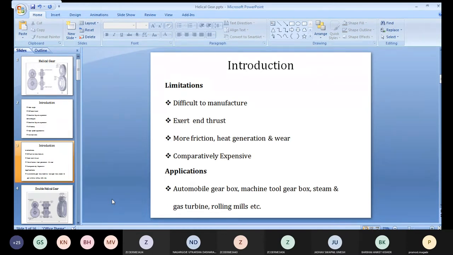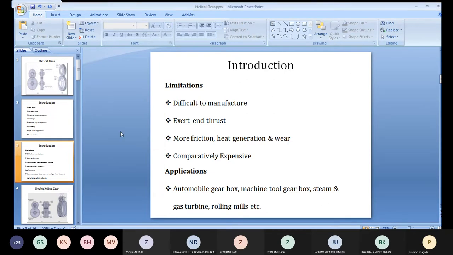Next, limitations or disadvantages, you can write. First limitation: these gears are difficult to manufacture as compared to spur gear. Why? Because in spur gear, a single point cutting tool helps to develop the teeth. But here we require multiple tools, through which we have to maintain the angle. So as compared to spur gear, it is costly.